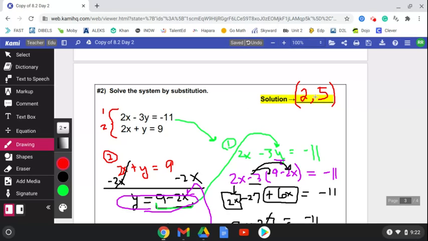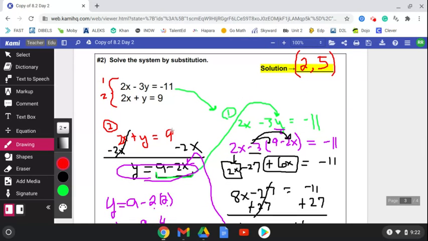Remember, you can check your answer by plugging in the x and the y value into both of these equations. If I did 2 times 2 is 4, 4 minus 3 times 5, 4 minus 15, that's negative 11. 2 times 2 is 4, 4 plus 5, 9. So yes, this point (2, 5) works in both equations, and so therefore it is the solution.